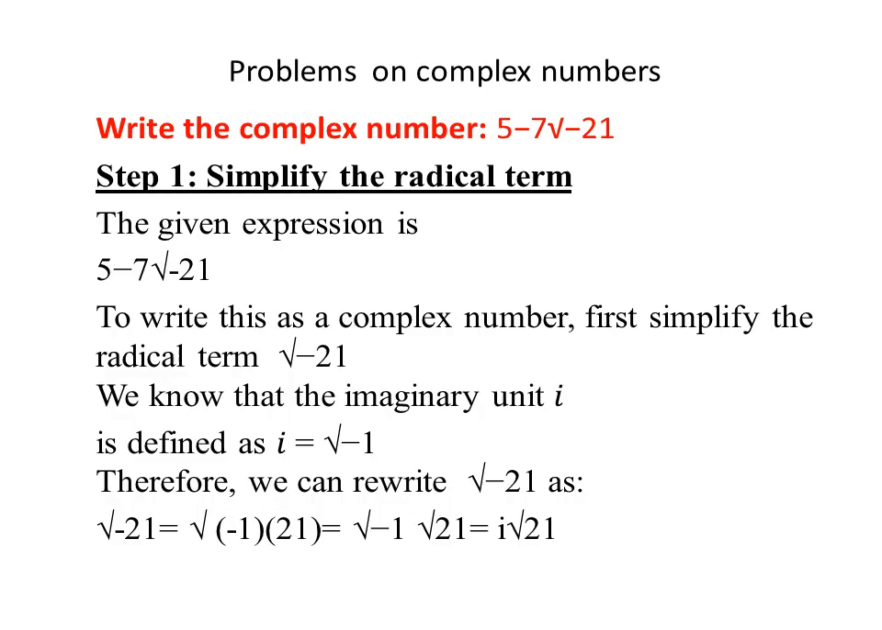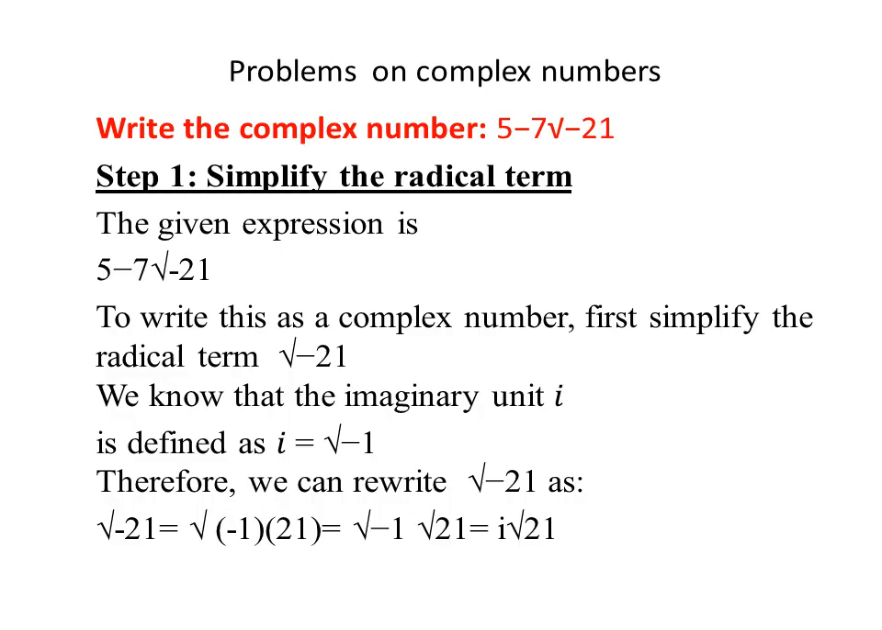Here is one problem: write the complex number 5 minus 7 root minus 21. This problem can be solved in steps. In step number 1, we simplify the radical term. The given expression is 5 minus 7 root minus 21.